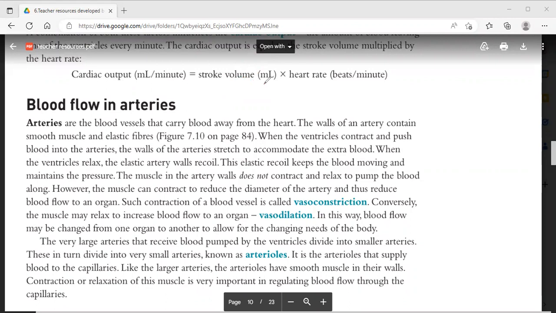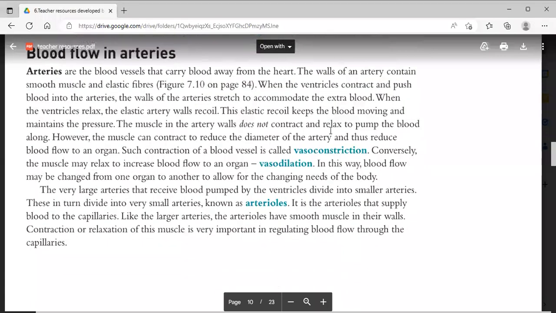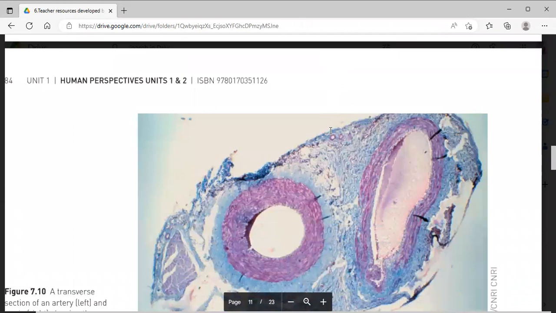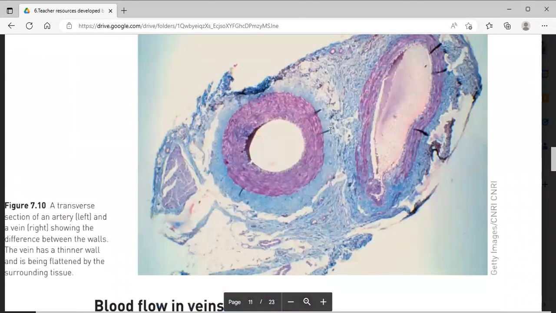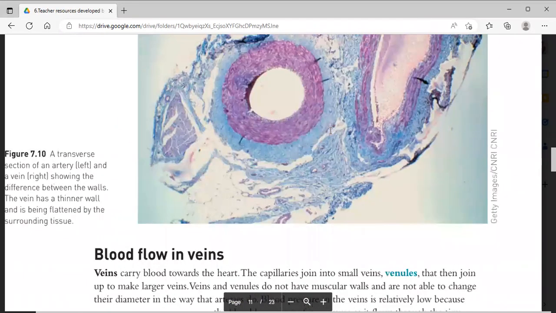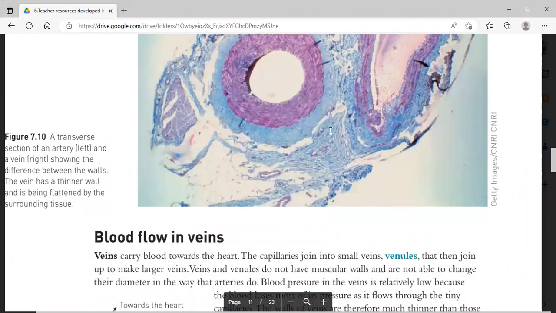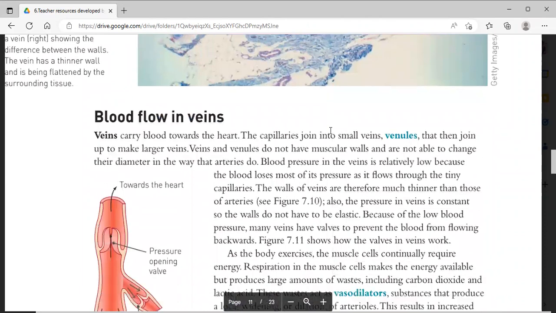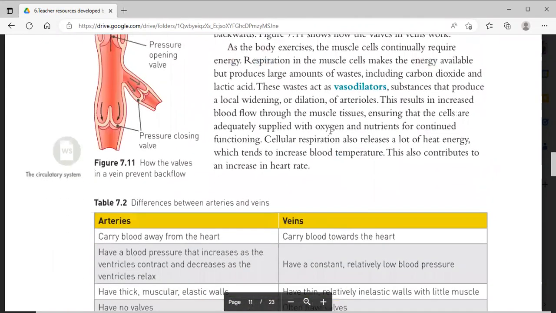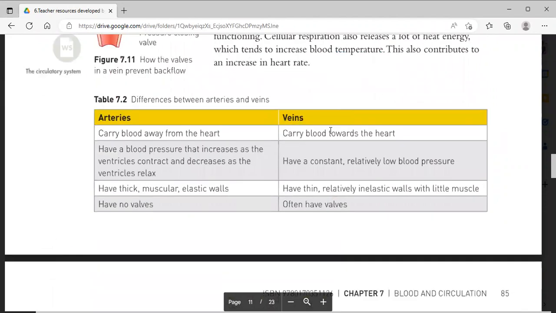So flow in the artery and the flow in the veins. The flow in the arteries is pressurized, and the flow in the veins is in a relaxed way. You can see transverse sections of arteries and veins. More muscular, more thick are the arteries, and less thick and more relaxed are the veins, which are having walls also. Blood flow in the veins.